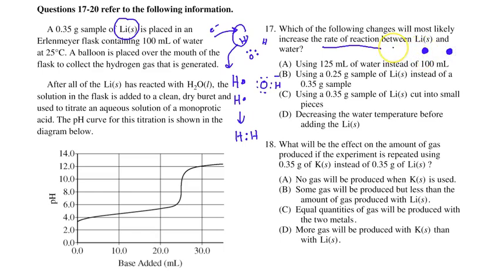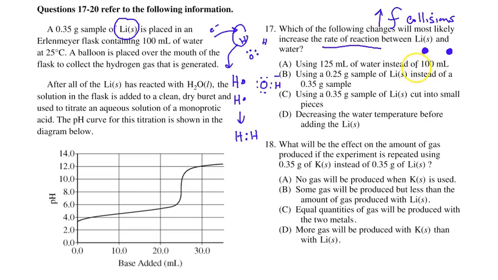Effective collisions means that you have enough kinetic energy to overcome the repulsive forces of our electron clouds, and that you're hitting in the proper spot or orientation, especially in big molecules. But if you increase the number or the frequency of collisions, you will increase the number of effective collisions. But in this case, what does that? Well, look at our choices.